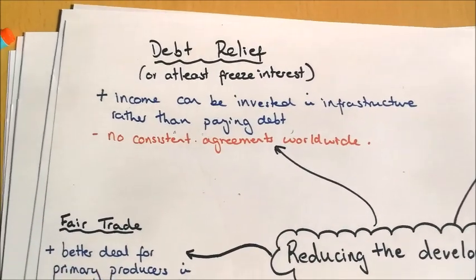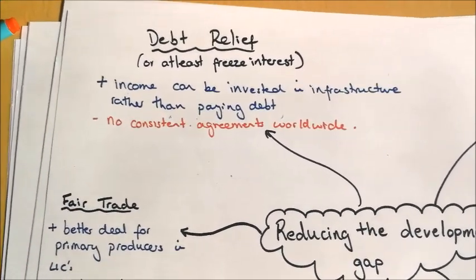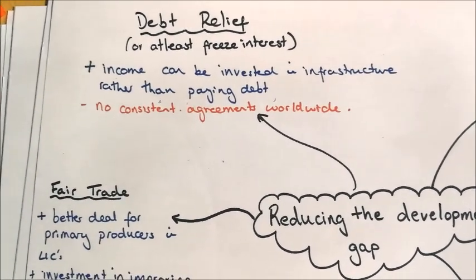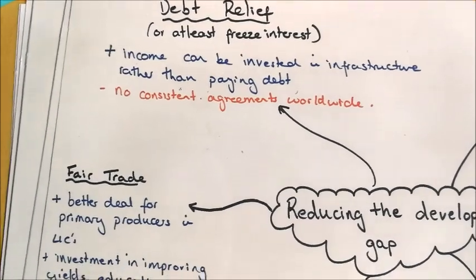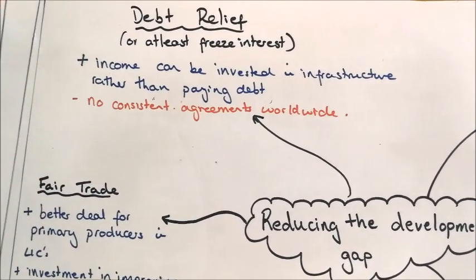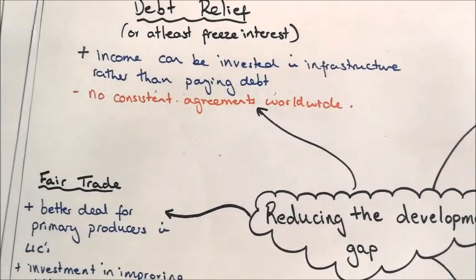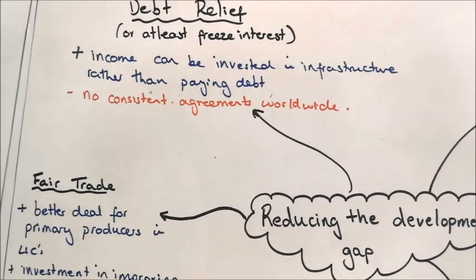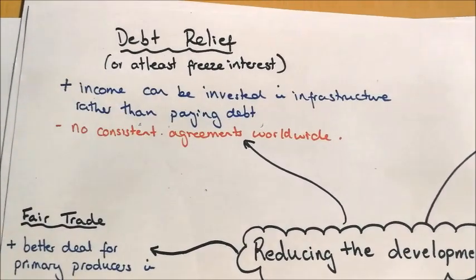The idea behind this is if high-income countries agree to cancellation of this debt, the money that has been spent on trying to repay it can actually be invested in improving infrastructure such as education and healthcare, rather than paying back the debt. However, there has been no real consistent agreement worldwide between countries to cancel debt, with some countries like the UK agreeing in quite large amounts to cancel pretty much most of the debt owed by other countries to it, while several other countries haven't agreed to cancel the debt at all.